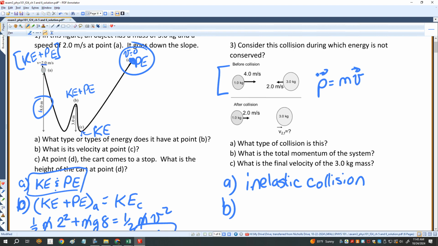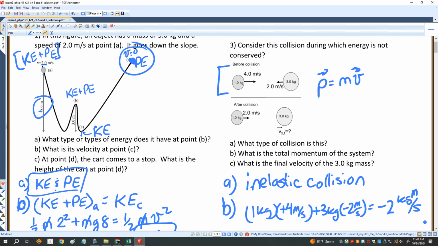So that total momentum is going to be 1 kilogram times positive 4 meters per second plus 3 kilograms times negative 2 meters per second, because it's to the right, or to the left, excuse me. That's 4 minus 6, so it's negative 2 kilogram meters per second. So this system has a net negative momentum.